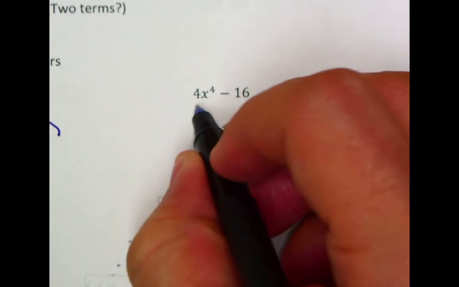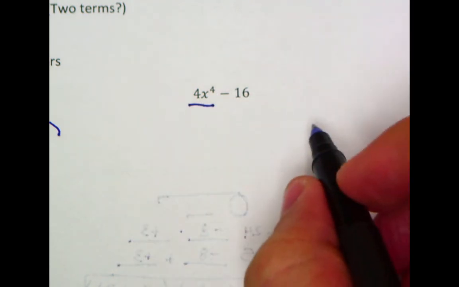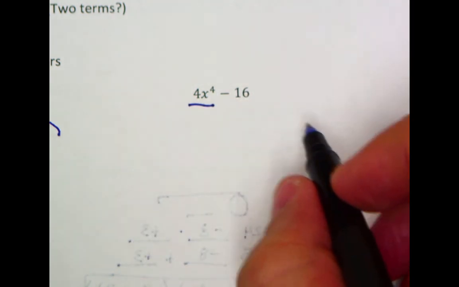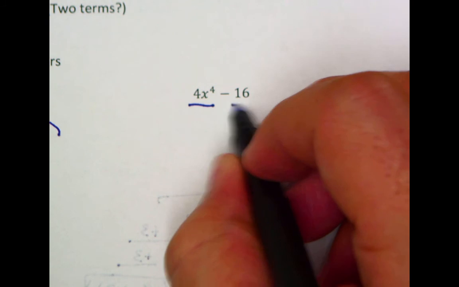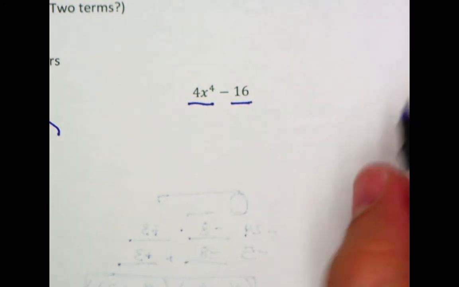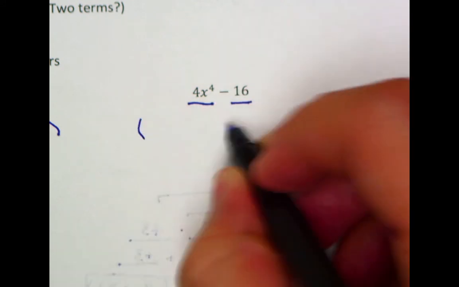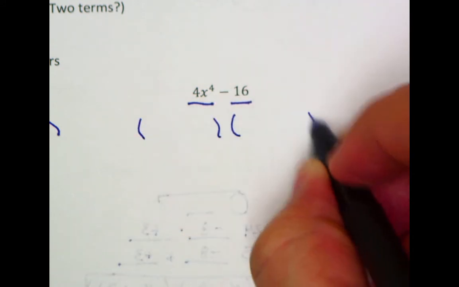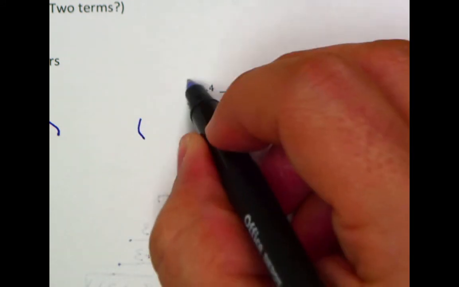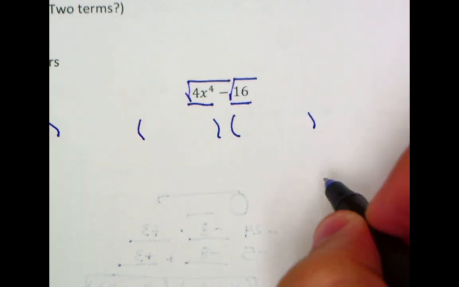Another difference of squares here. Notice that 4x to the fourth is a perfect square. 16 is a perfect square. So we can go right to our parentheses, and we're going to square root each term.